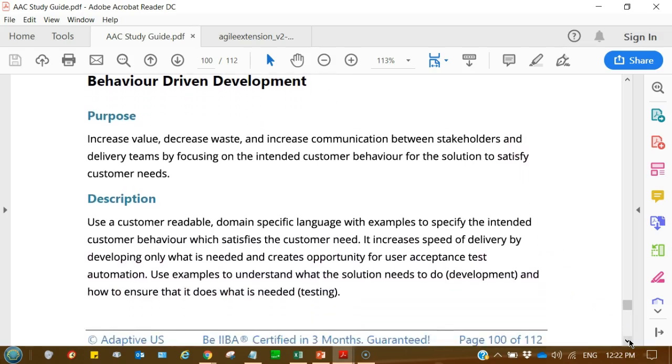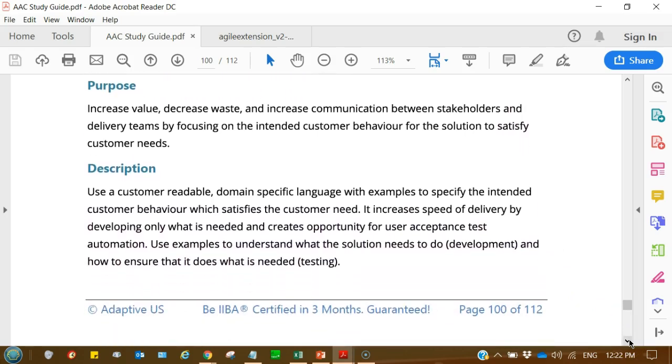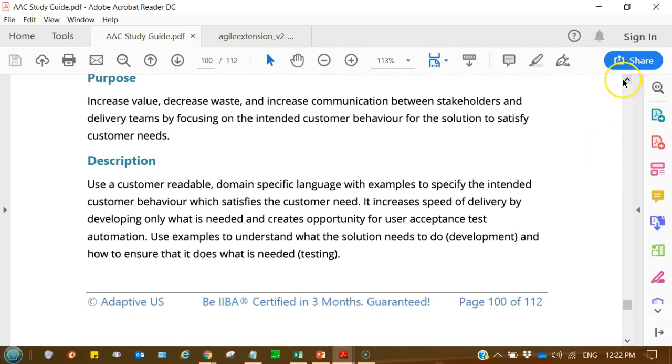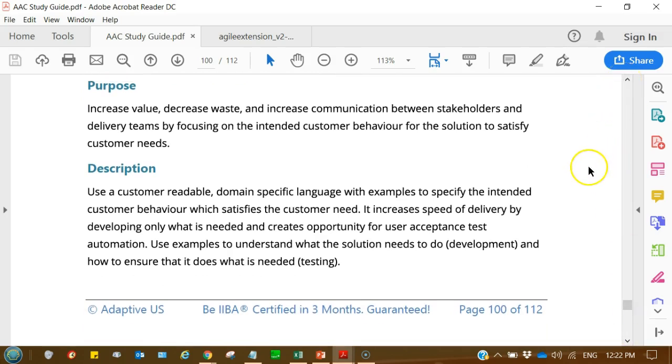Behavior-driven development. Okay. Behavior-driven development is designed to basically focus on how the customers are going to be interacting with the solution in order to satisfy their needs, and it really is focusing on the idea that your customers are going to drive what you're developing based on what they're going to be doing with what you're producing for them.